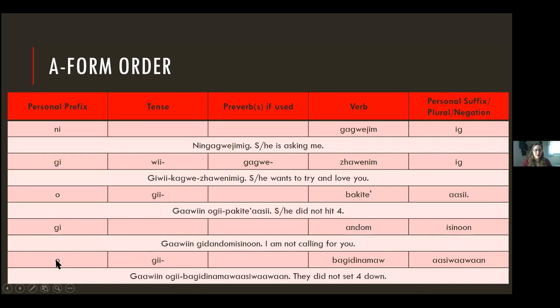And then the fifth one, o is the personal prefix, gi is the tense, bagetinamal is the verb. Asiwawan is the ending. Gawin ogi bukitinamawa siwawan. They did not set four down. That's a long one.